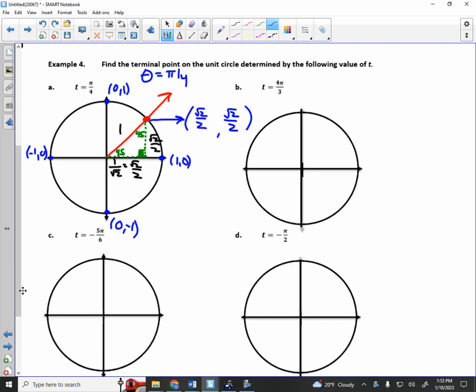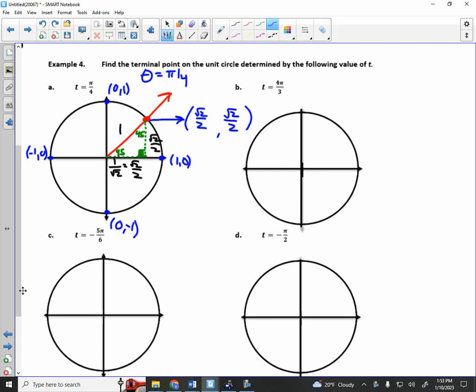Okay. Now, that took a little while, didn't it? I can actually look at this and tell you that the terminal point is -1/2, negative root of 3 over 2. I can just tell you that right away. You want to get fast at it? Then we'll get fast at it. Follow along, and I'll show you how to be quick.